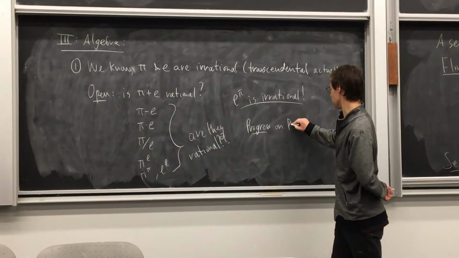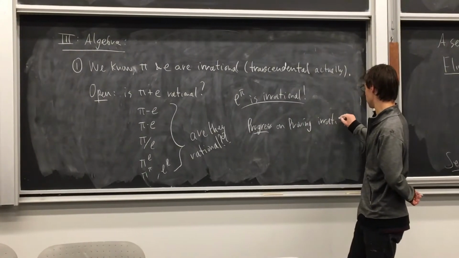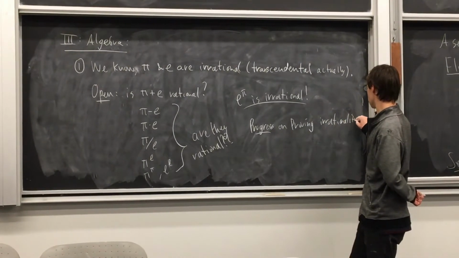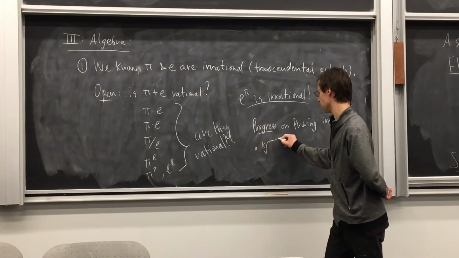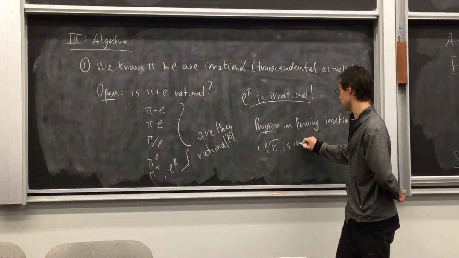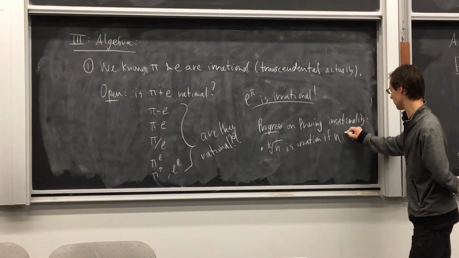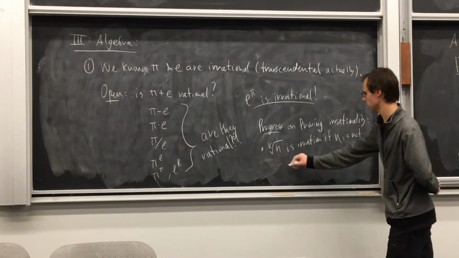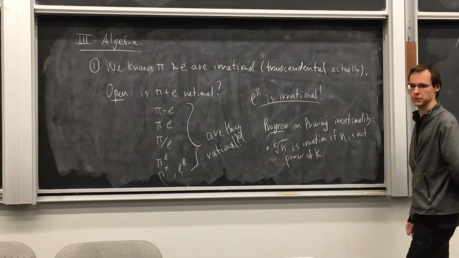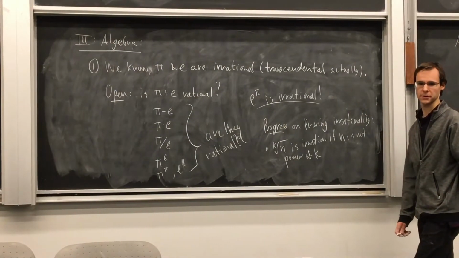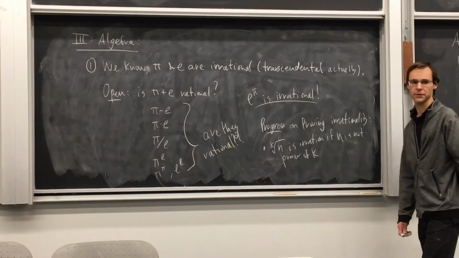On proving irrationality. Okay? What do we know? The kth root of n is irrational if n is not a power of k. Okay? So something like the square root of 2 or the square root of 3, or the cube root of 2 or the cube root of 3. Okay? Or the cube root of 4. All of those are irrational.